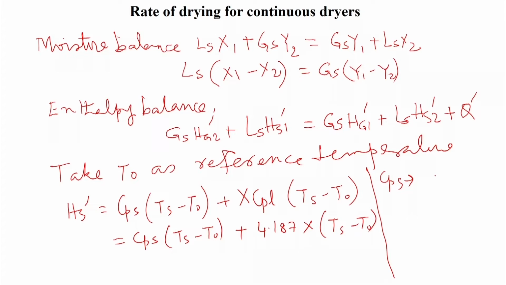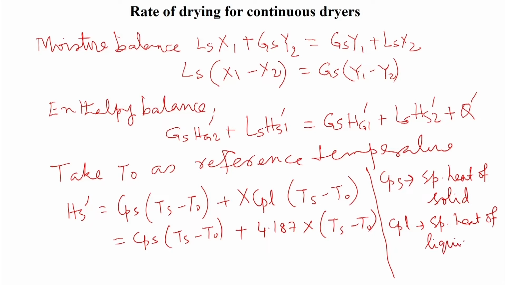where Cps is the specific heat of solid, and Cpl is the specific heat of liquid. Here it is water, so we have taken 4.187 kilojoule per kg Kelvin. Next we will be calculating the enthalpy of the gas.